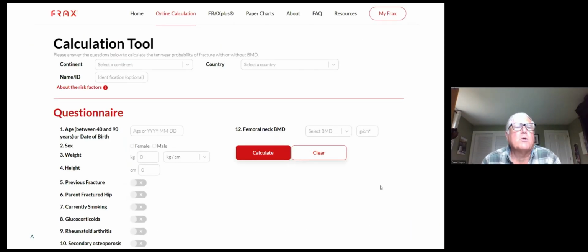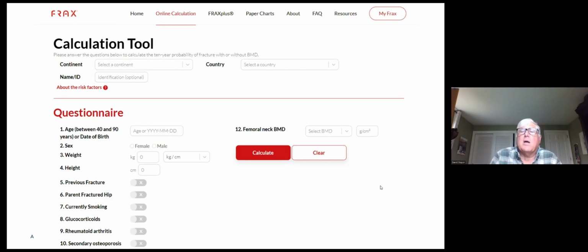The slide didn't show up really well here, but let me explain it. It's a calculation tool. It's continent and country specific. It includes mostly yes/no responses. You typically put sex, age, weight, height in, whether you've had a previous fragility fracture, whether your parent fractured a hip below the age of 85, current smoking status, current use of steroids, rheumatoid arthritis, and diabetes goes in that category as well. Secondary osteoporosis would be osteoporosis caused by another reason, such as cancer.